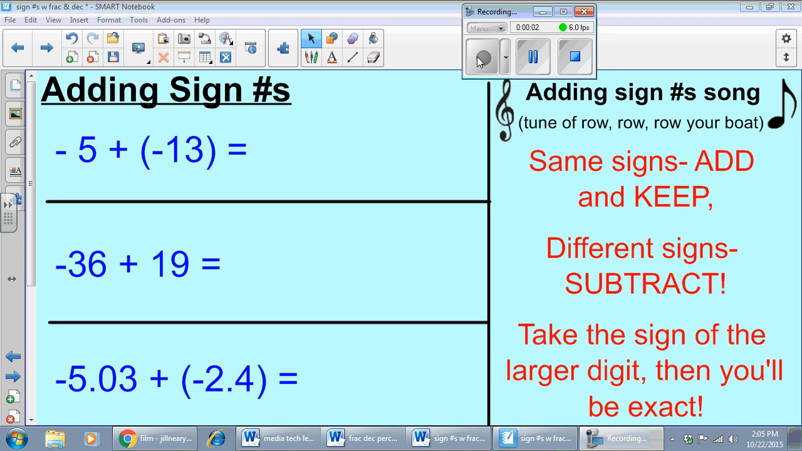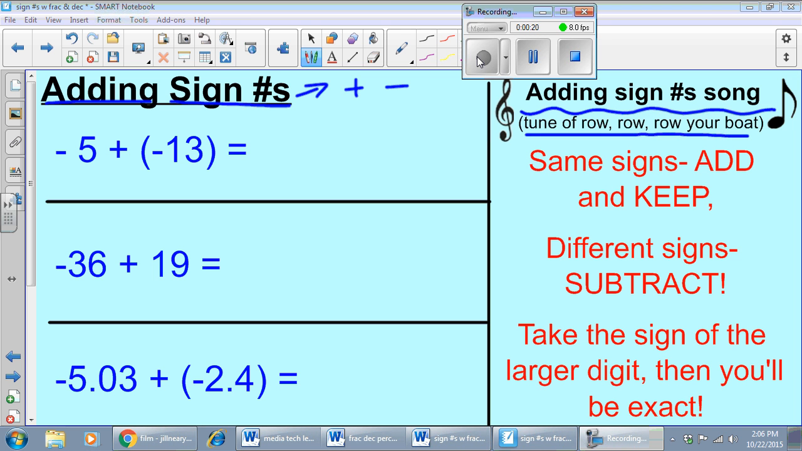All right, so for today's video, we're going to be looking at adding when we're working with signed numbers. Signed numbers meaning numbers that have positive and/or negative signs in front of them. So we have a song that helps us remember the rules for adding positives and negatives. We sing this song to the tune of Row, Row, Row Your Boat.